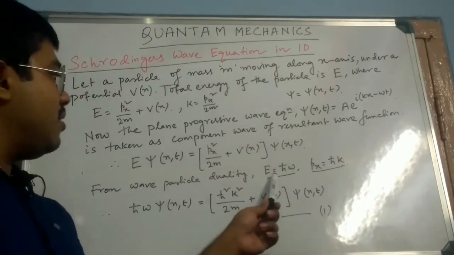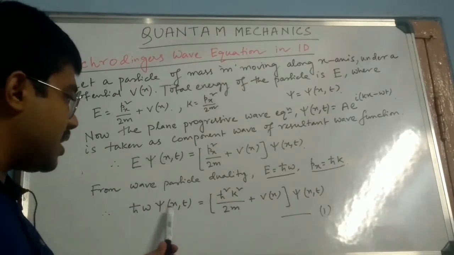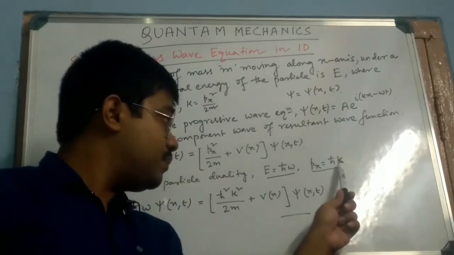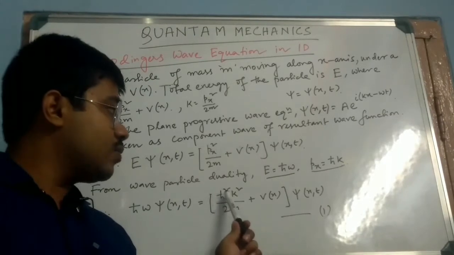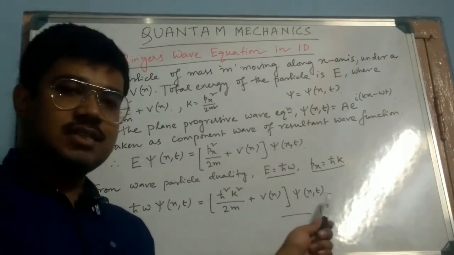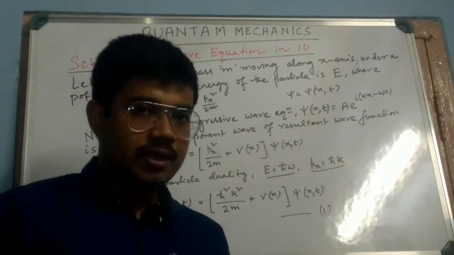So E we replace as h cut omega over here, psi(x,t), and px is h cut k. So we replace px as h cut k. So px square means h cut square k square by 2m plus V(x) psi(x,t). So name this equation as equation 1.